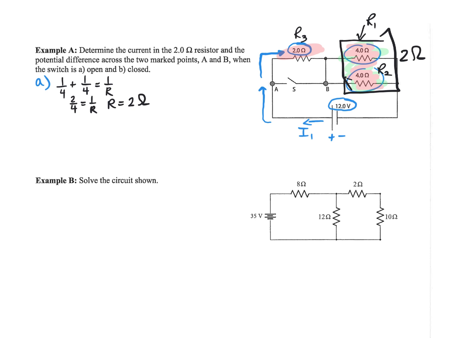Do you see that? Do you see how I got that? I did the parallel calculation: 1 over 4 plus 1 over 4 is 1 over R. Now, why did I do that? Because now this and this are in series, aren't they? So now I have to take that 2 plus R sub 3 and get 4 ohms. 2 plus 2 is 4 ohms, which is equal to R equivalent. Now I can do what? V equals I R equivalent.